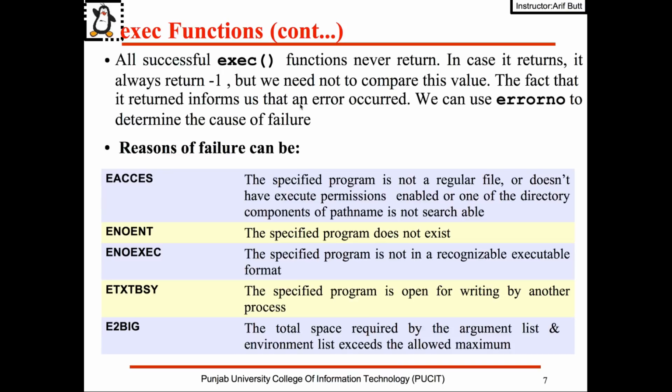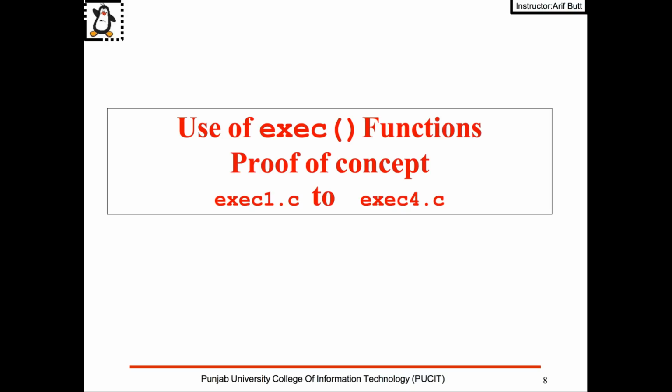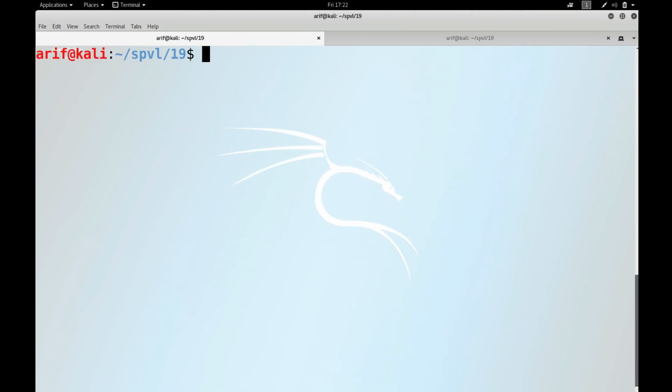All these functions, if successful, never return. And in case of error, they return -1 and set errno to the appropriate error. The reasons for failures are mentioned in this table. You can see the man page for detail, of course. Let us move on to the Linux terminal to practically understand the concepts involved.